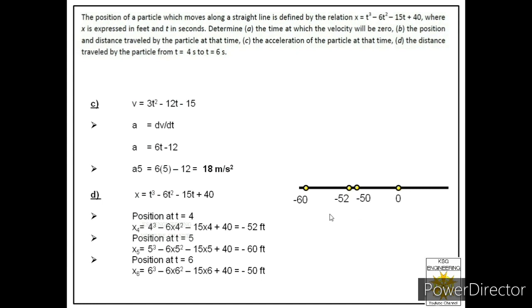Now let us calculate the distance traveled. So at time equal to 4 seconds, the particle was at minus 52. Then the particle traveled 8 feet towards left. Then from that, the particle traveled 10 feet towards right, means up to this minus 50 value. It means distance traveled is 8 plus 10 equal to 18 feet. So we have got the answer for D part as well.